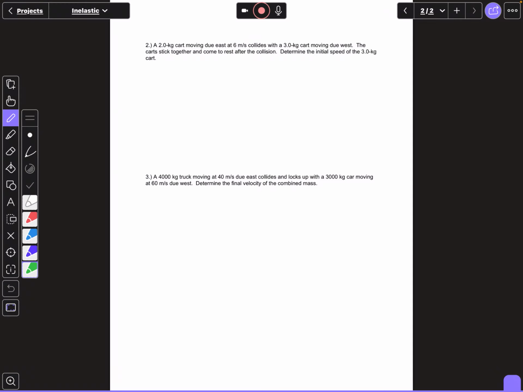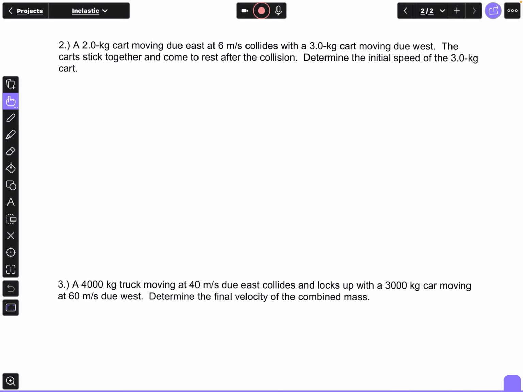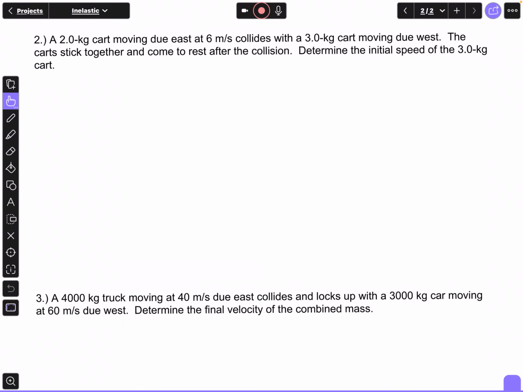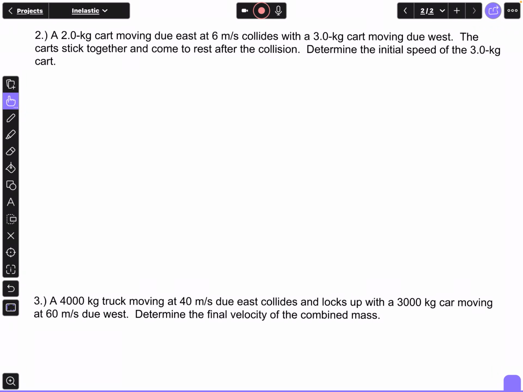Okay, our next example problem. Most of the time when you're solving these, you're going to solve for final velocity, but sometimes you'll solve for an initial velocity. Alright, now our next problem. It says a 2.0 kilogram cart moving due east at 6 meters per second collides with a 3.0 kilogram cart moving due west. The carts stick together and come to rest after the collision. Determine the initial speed of the 3.0 kilogram cart.